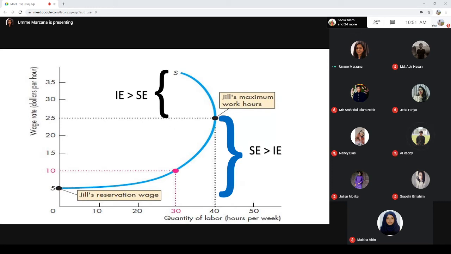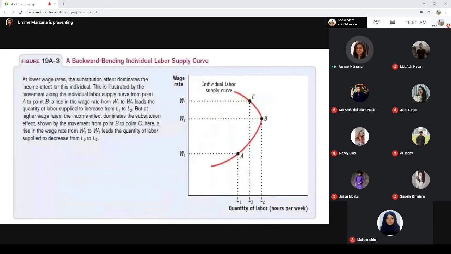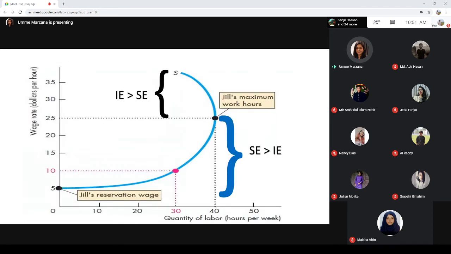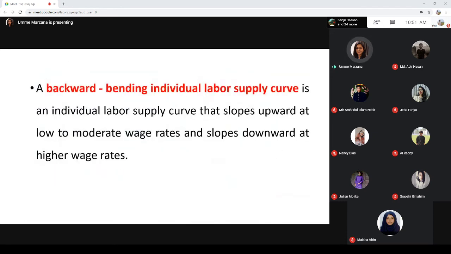Yes, ma'am. Okay, so this is your individual labor supply curve. This is known as a backward bending individual labor supply curve, which means that up to certain wages, your quantity of labor supplied in the market will rise. But after that, if wage rises, it will actually fall. Quantity of labor supplied will fall. So it will have an upward sloping portion and then it will have a downward sloping portion.